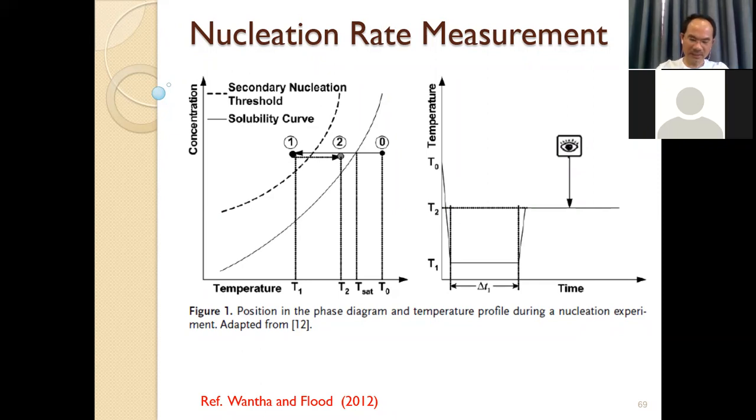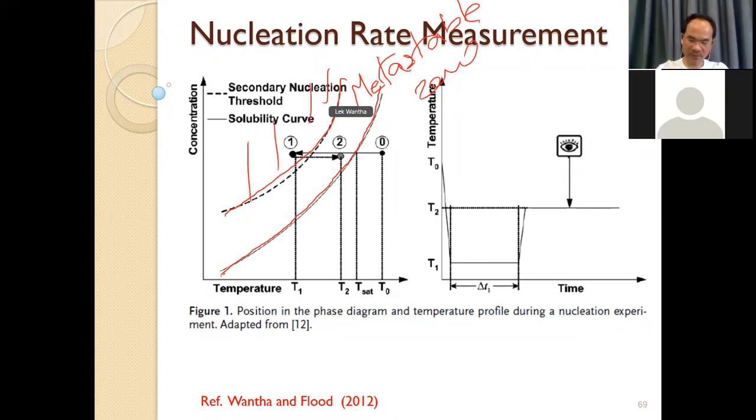For this case, this is the solubility line. That's right. Solubility line. And this is the metastable zone. The metastable zone means only growth in this zone. That's right. Above this is nucleation. For this case, we would like to measure the nucleation rate.